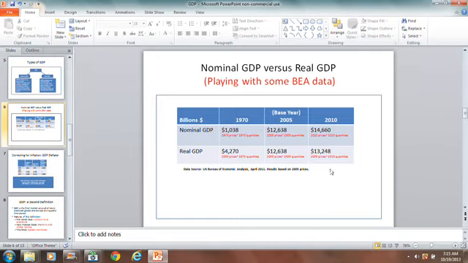Now for years after the base, like 2010, the opposite should be true. In 2010, prices were higher than they were in 2005. And so if I replace higher 2010 prices with lower 2005 prices, the real GDP estimate should be lower. So in general, for years after the base, real GDP will be less than nominal.